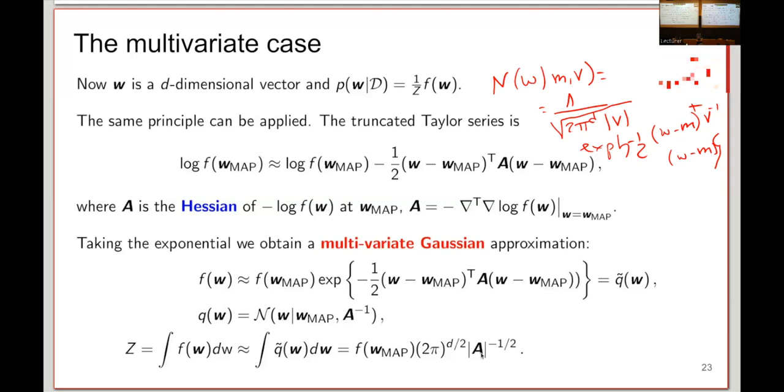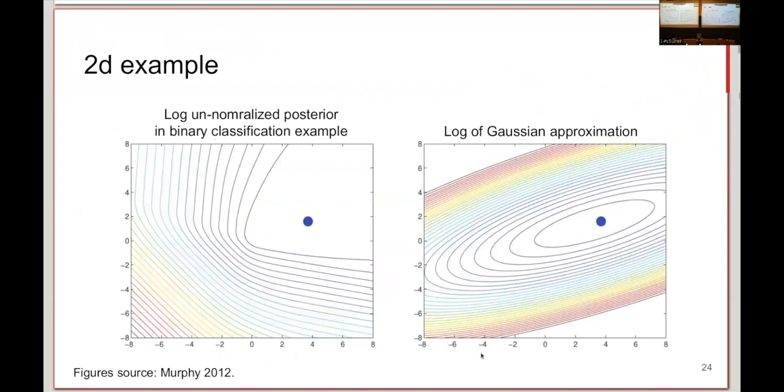We can see how that would work in the case of the binary classification problem that we saw at the beginning. In the binary classification problem, the log unnormalized posterior would have this shape. There is a mode here, and then it has this shape. And we are going to approximate this with a multivariate Gaussian. Our multivariate Gaussian is going to have the same mode. The mode is located at the same location.